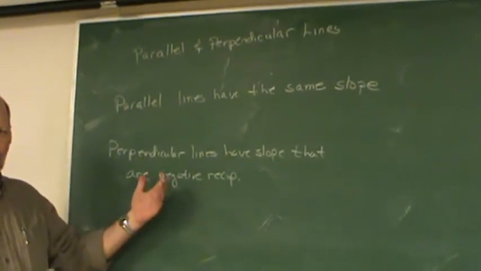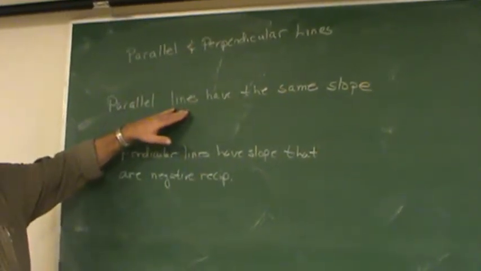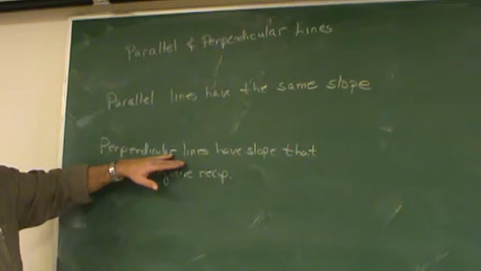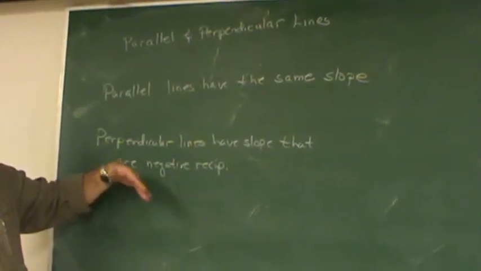So if the slope of one line is 7, the slope of all lines parallel to it is 7. The slope of all lines perpendicular to it is going to be -1/7. You flip that puppy over, you change its sign. I've got an example on the board.